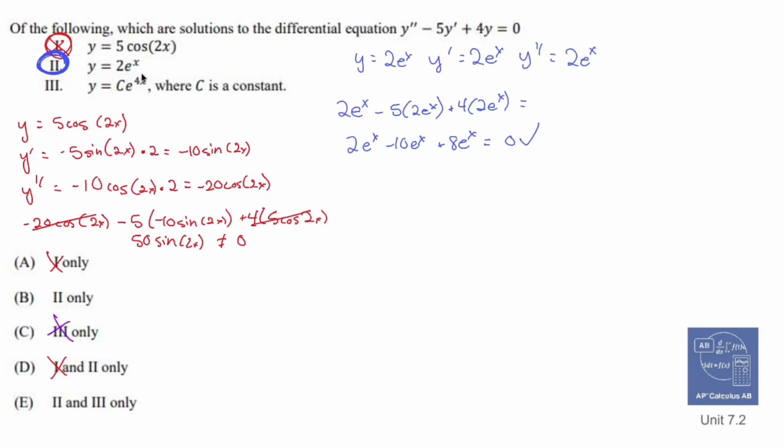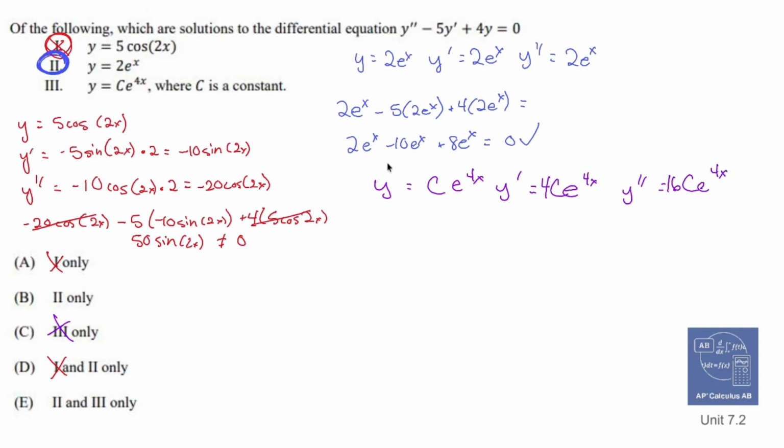Let's try that out. So some arbitrary constant c, so y is going to be some c e to the 4x. y prime is going to have me keep e there, drop down the 4 to that c e to the 4x. y double prime is chain rule again, so drop down the 4, 16c e to the 4x.